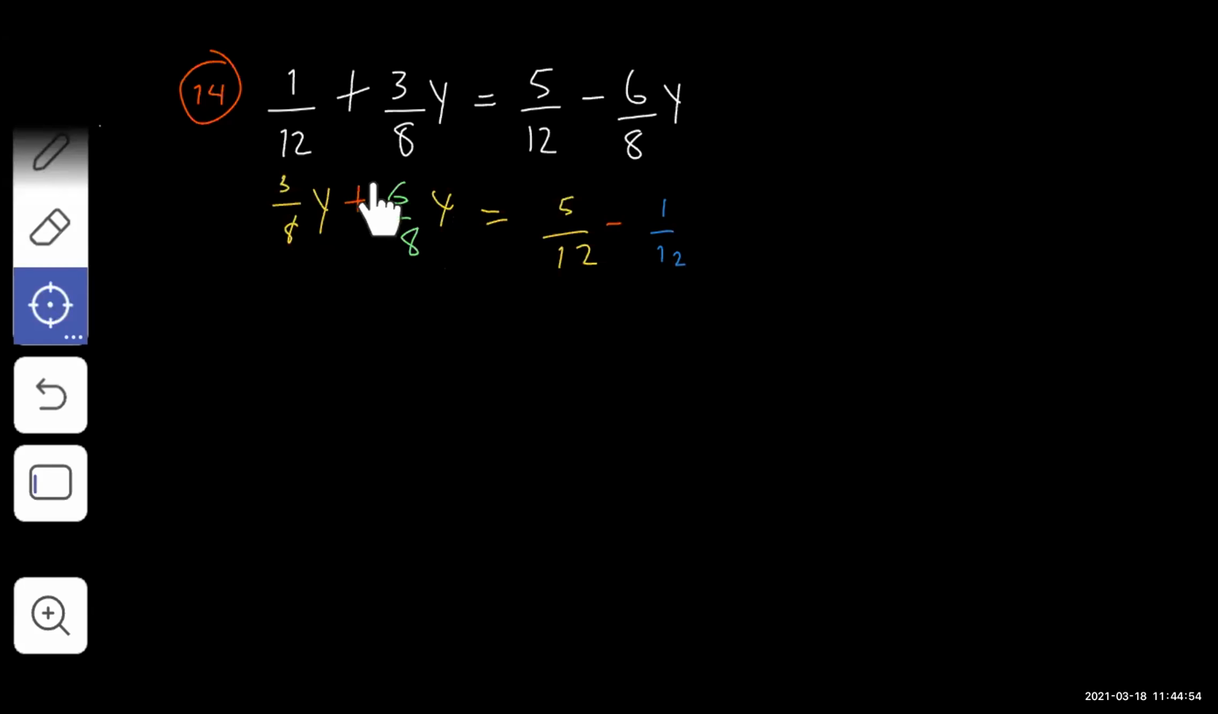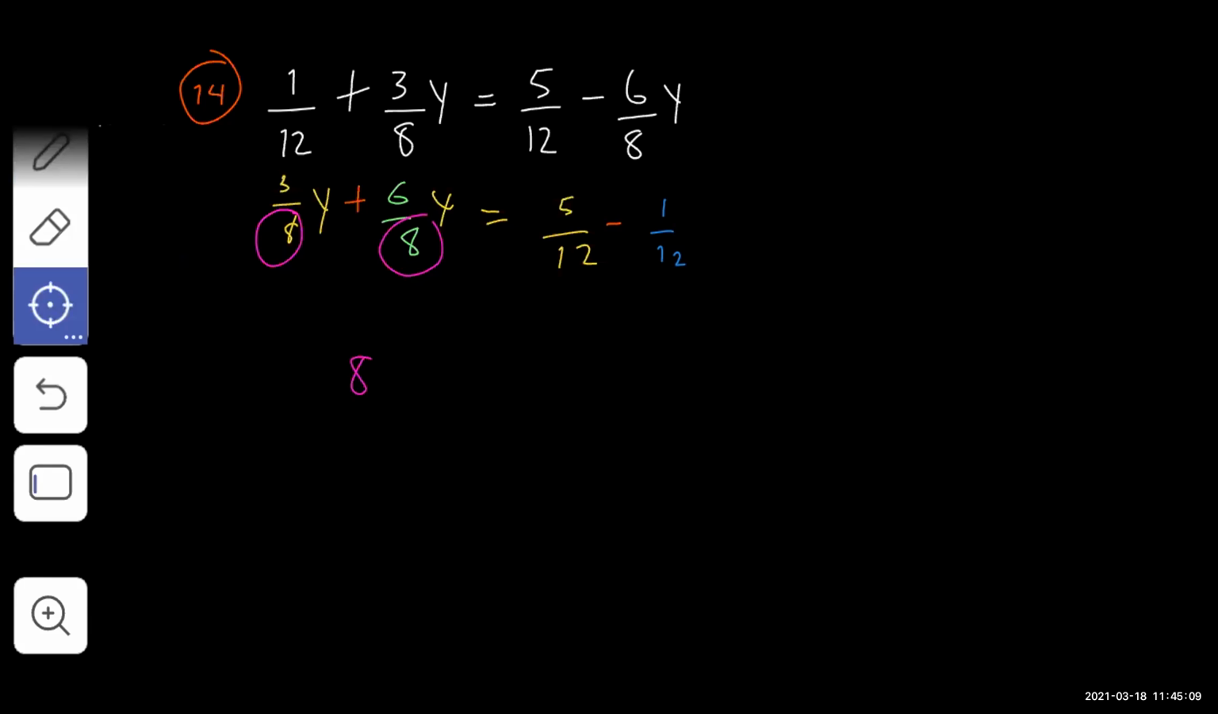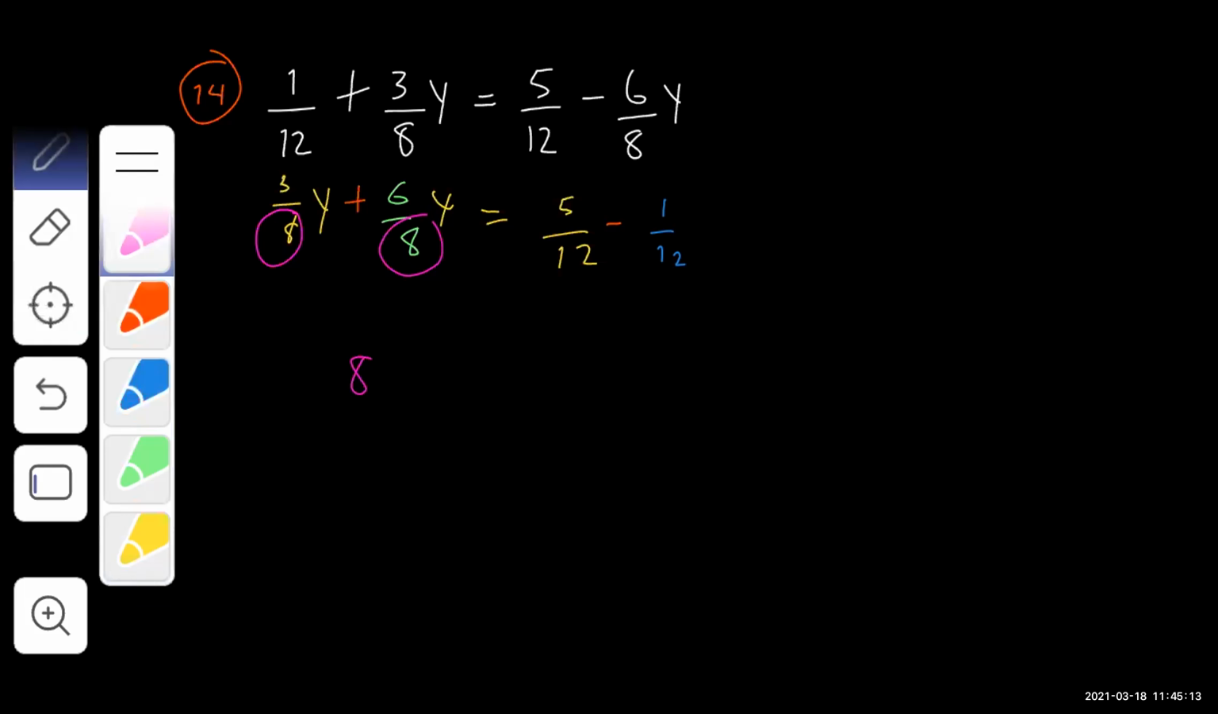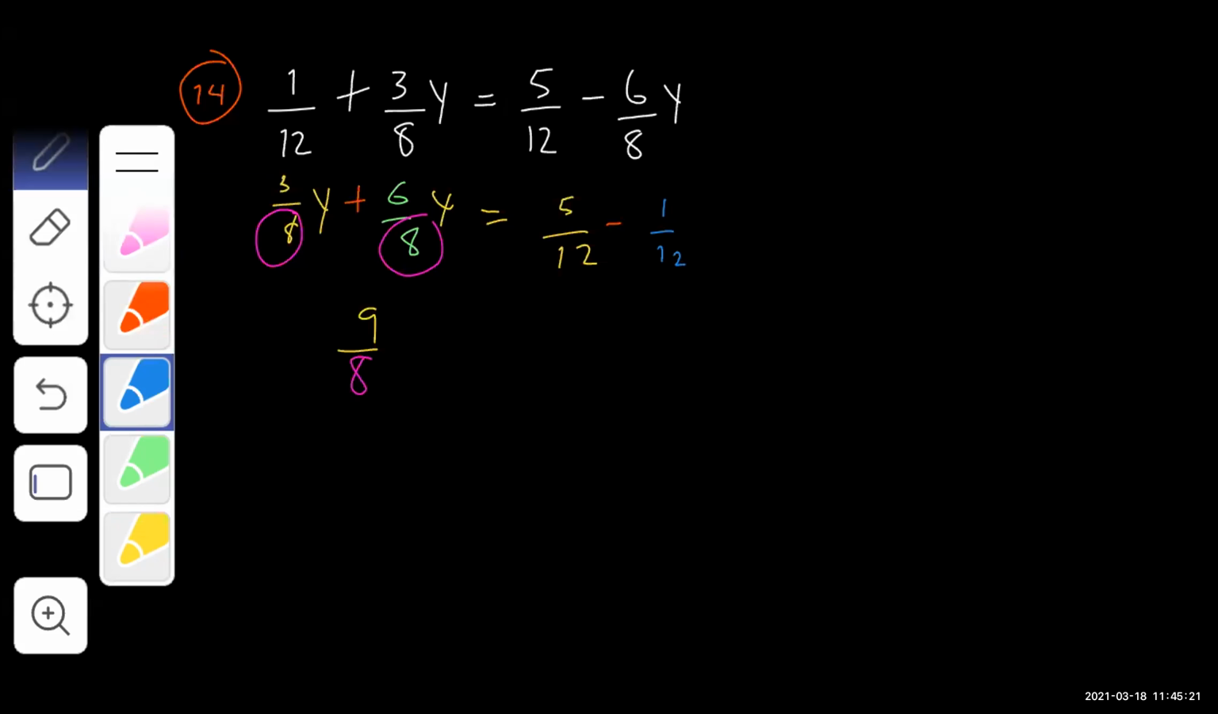Let's sum this up. You have 3/8 of y plus 6/8 of y. We have the same denominator, guys. Piece of cake. Then what do you do with that? You copy the denominator, just copy, and you add or subtract the numerators. 3 plus 6 is what? 9. 9 y's. Thank you.